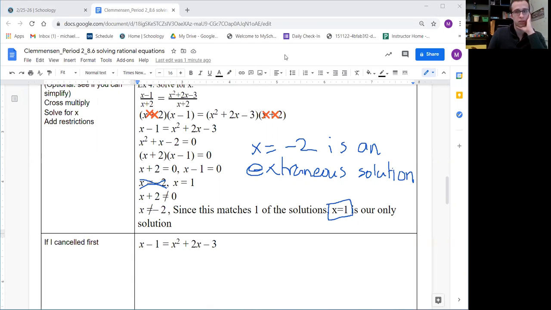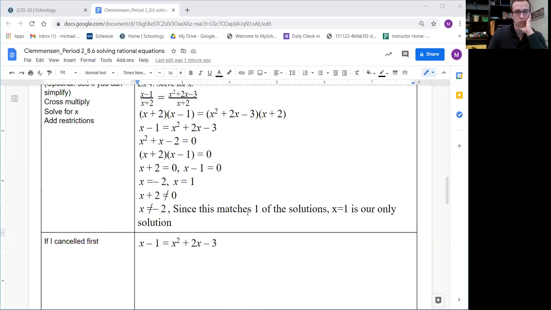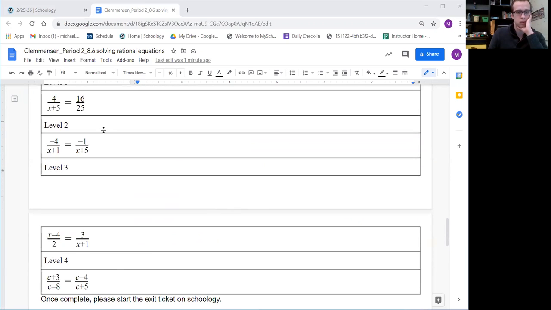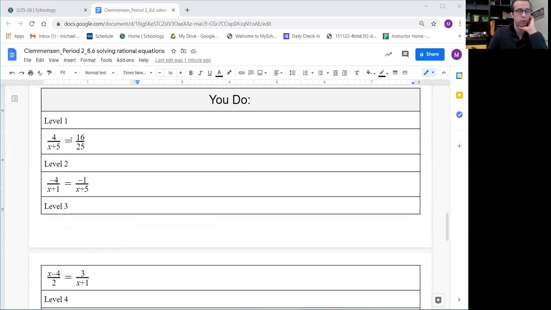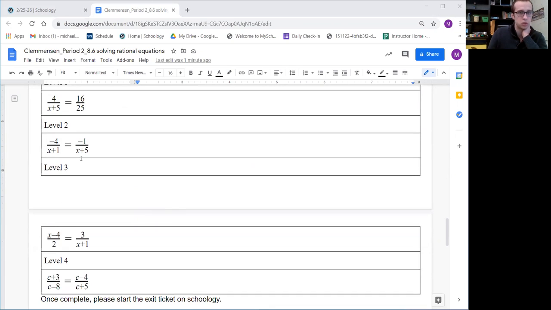I'm going to clear off my screen. You have some problems down here to work on, all 4 of these problems. I would complete them before you start the exit ticket because it's a good little warm up. Make sure you know what you're doing. Put your answers in the chat and I'll tell you if you're correct or not. Let me know if you have any questions on any problem or where you get stuck and I can help you.